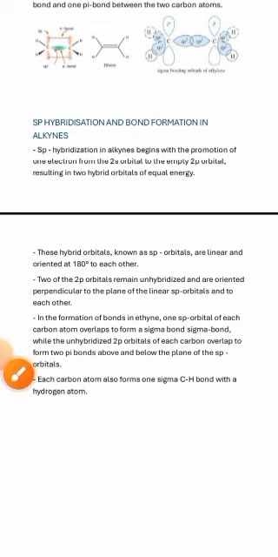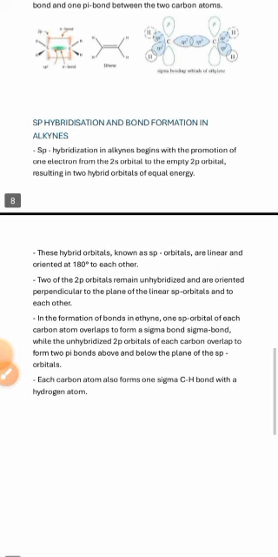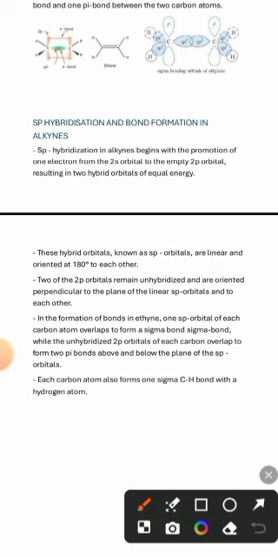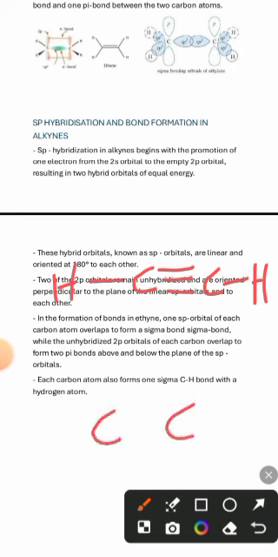So let us draw the diagram. Now for the typical ethyne molecule, we can see that the molecule is drawn like this: hydrogen forming a sigma bond with carbon, then a triple bond with another carbon, then a hydrogen. Now to draw this diagram, we'll simply draw our two carbons here.